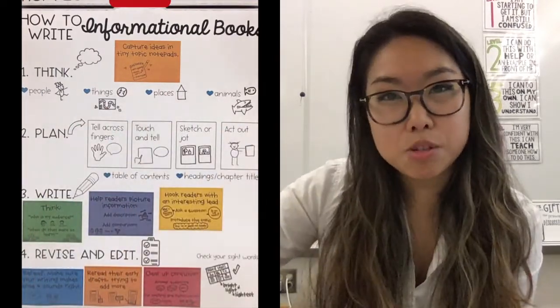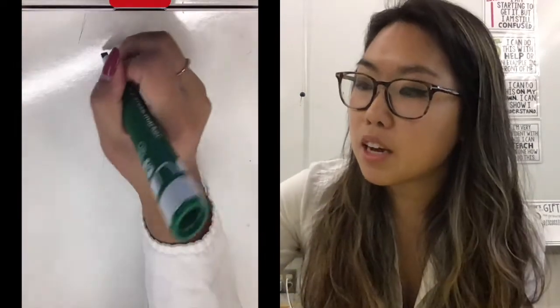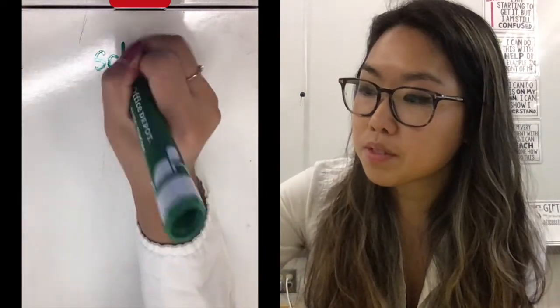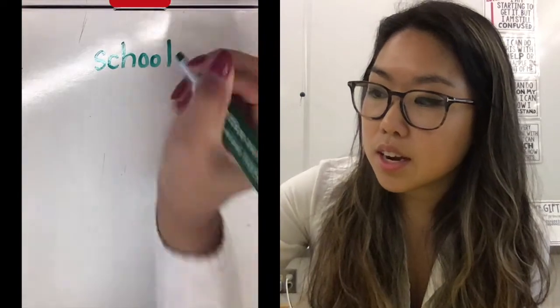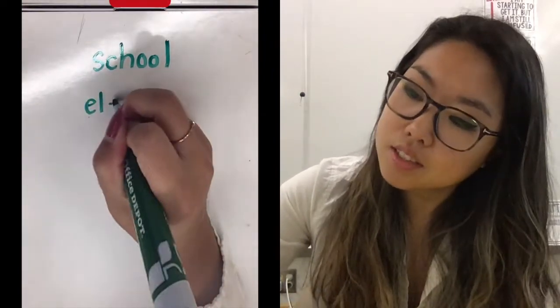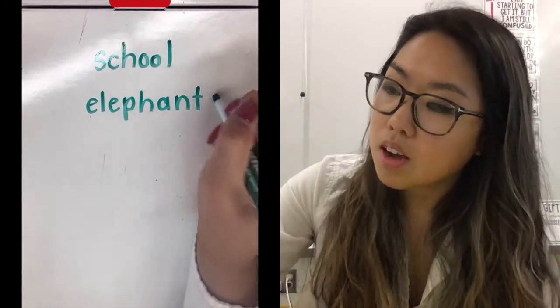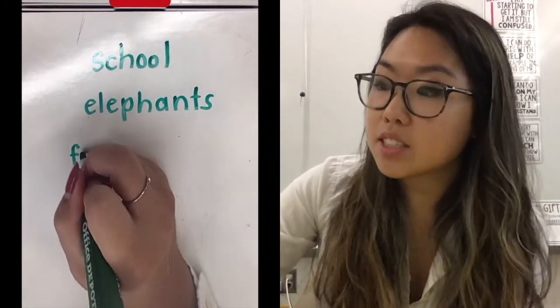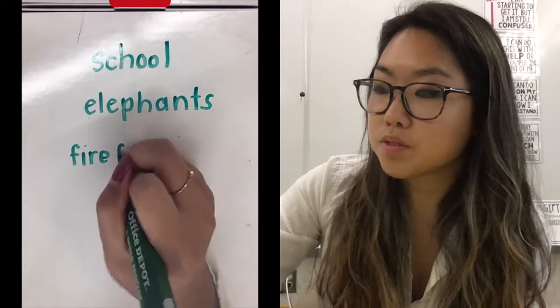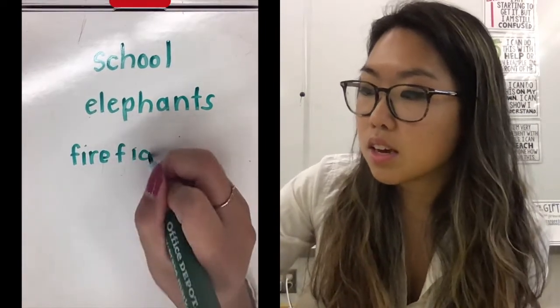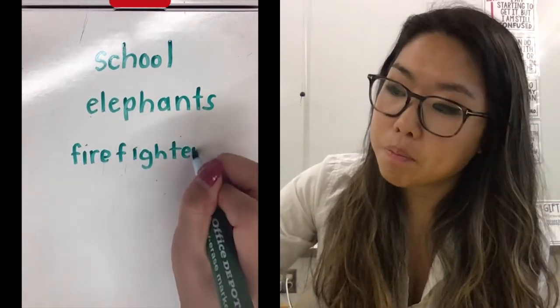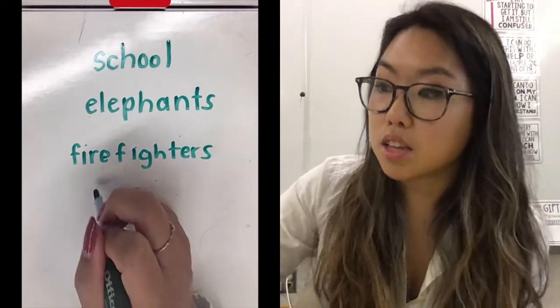And we're going to capture our ideas. And so I have my whiteboard here, and I'm going to write down a list of things that I know a lot about. So I know a lot about school. I know a lot about elephants. I know a lot about firefighters. I also know a lot about the library.